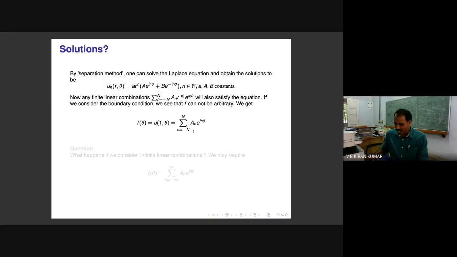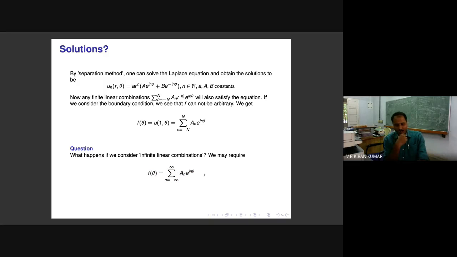Now again, the natural question: what happens if we consider infinite linear combinations? That means f theta of this form. So we may require something like this, but there is no meaning of convergence here for the time being. We don't know. In fact, these couple of problems are the origin of Fourier series. So the last one is known as Fourier series.